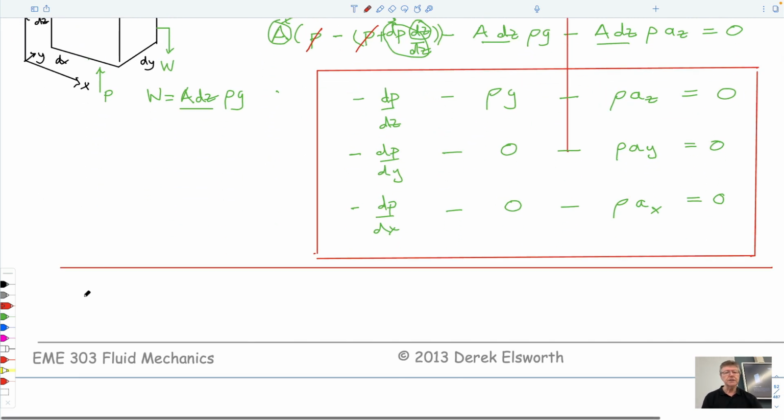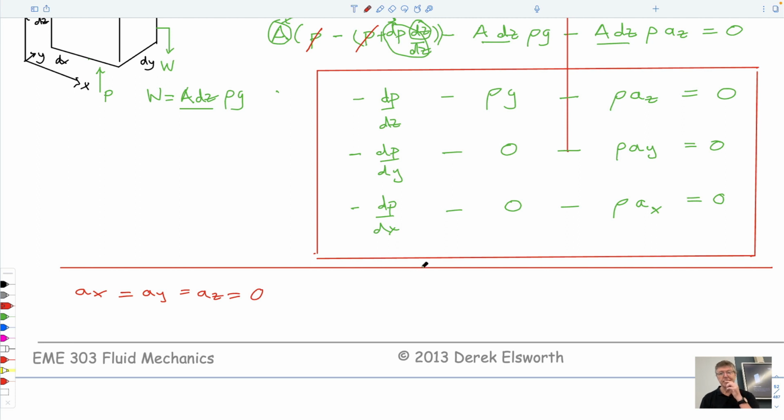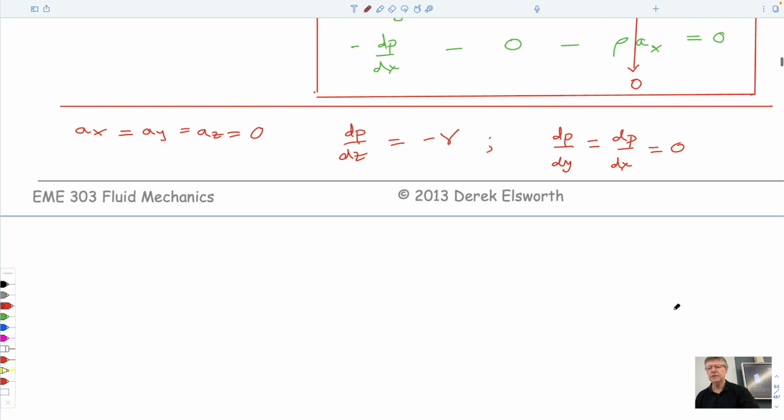So what we'll do to make our lives a bit easier is that we'll note that for now, let's assume that ax equals ay equals az equals 0. And if we do that, what do we get? Well, these terms all cancel out. They go to 0. And we're left with dp dz equals minus unit weight, right? Rho g is unit weight. And we have dp dy equals dp dx equals 0. So we did the hard graph to do this so we don't have to do it again, but this is all we want to use.